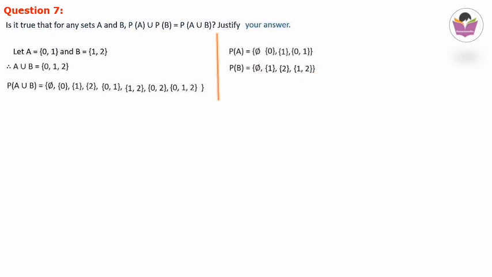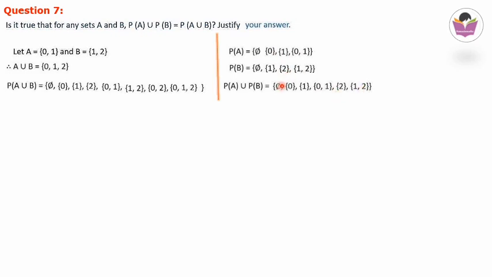Next is P of A union P of B. P of A union P of B means these two sets together. Phi is common for both, so we will be writing only 1. So set 0 that we have taken, set 1 we have taken, set 1 is there 2 times, we will write only 1. Next is set 0 1, only 1 time, that we can write. Next is set 2 is written, set 1 2 is written.